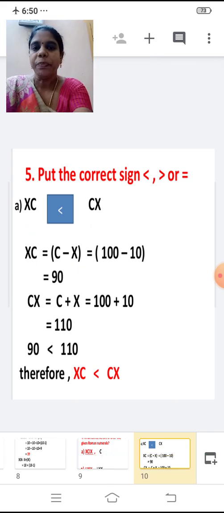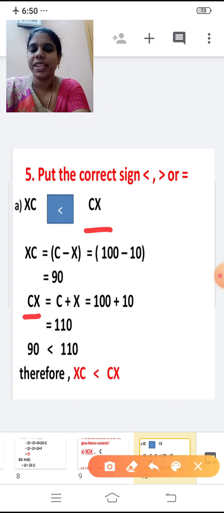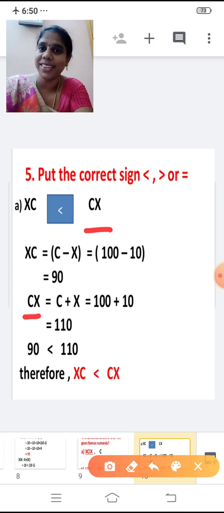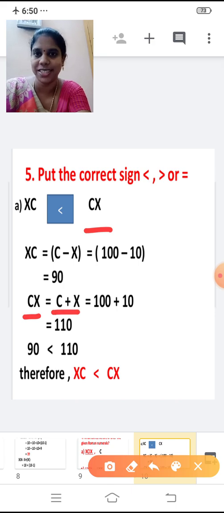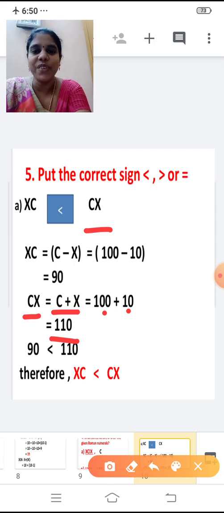Next one. Take CX. Here the smaller one X is placed after the larger one, right? So, you can add that directly. C plus X. What is the value for C? 100 plus X. What is the value for X? 10. 100 plus 10, 110.